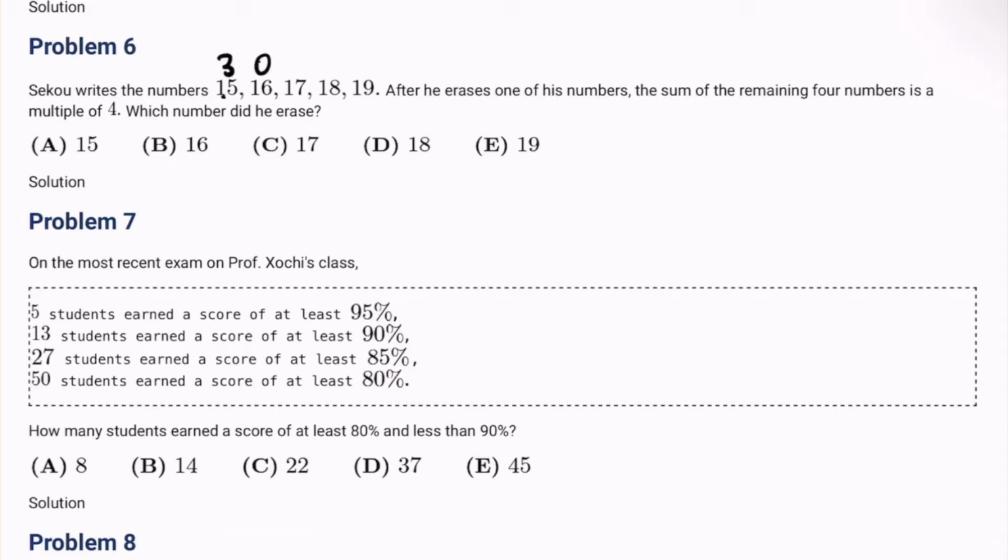This is 0, this is 1, this is 2, and this is 3. Summing all of these, we have a modulo of 3 plus 2, which is 5, 5 plus 1, which is 6, 6 plus 3, which is 9. So 9. But then we subtract one of the numbers, and the remaining 4 numbers is a multiple of 4. So that means after I subtract the modulo, it must be divisible by 4. The only way for this to happen with these numbers is to subtract 1. So we know that the number corresponding to modulo 1 is 17, so the answer is C, 17.